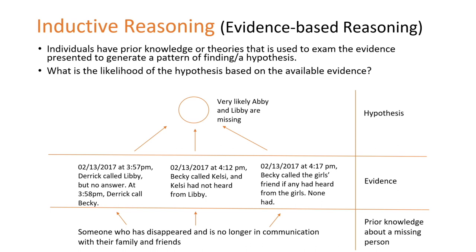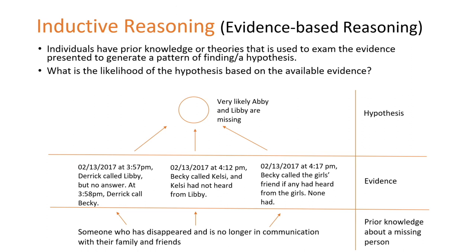In inductive reasoning, individuals have prior knowledge or theory that is used to examine the evidence to generate patterns or findings and a hypothesis. When doing inductive reasoning, an individual asks, what is the likelihood of the hypothesis based on the available evidence? It is common sense that a missing person means someone who disappeared and is no longer in communication with their family and friends.